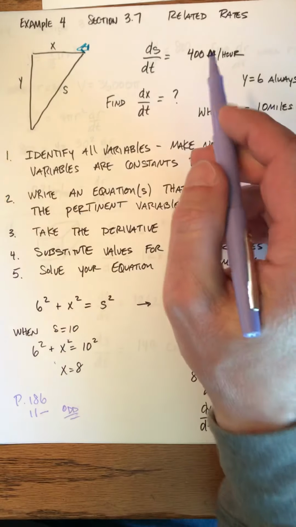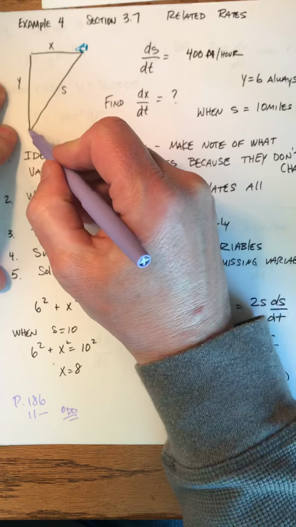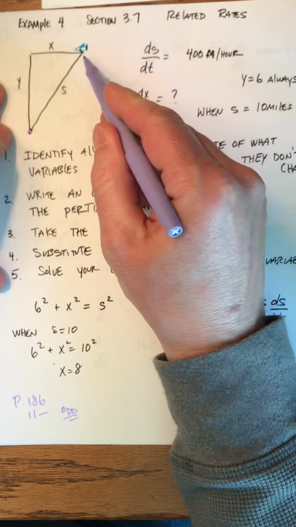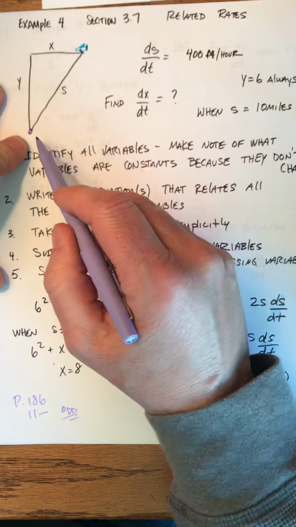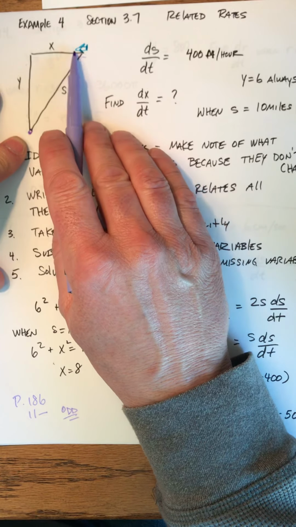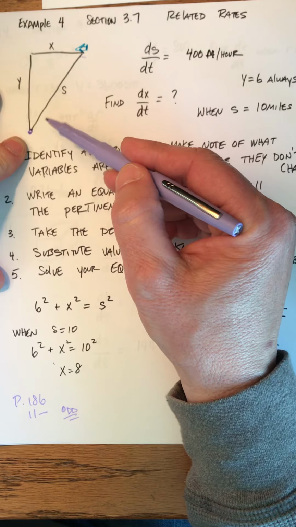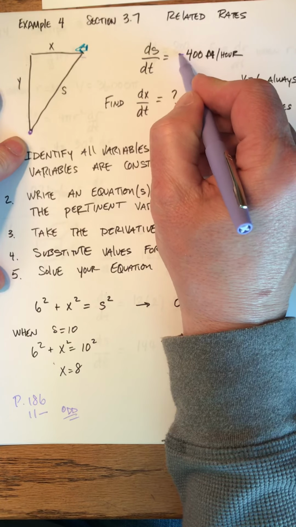So this is what it says to us. It says that the distance between the radar station down here and the airplane is changing at the amount of 400 miles per hour. And if you could picture this plane coming closer to the radar station, you can see that s is getting smaller. In that case, this would be a negative.